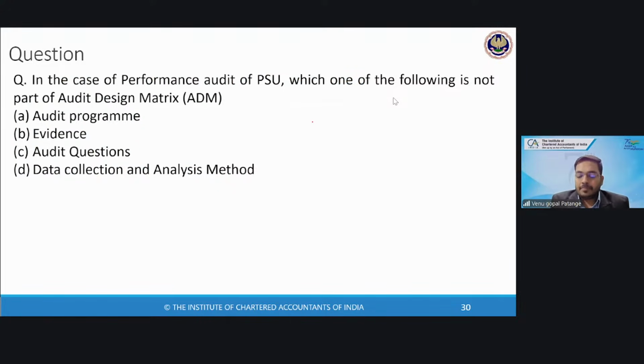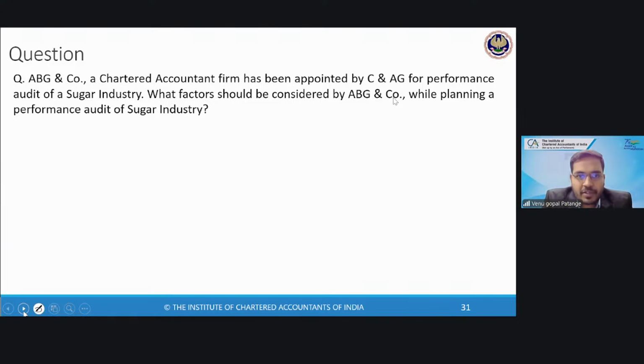What's the right answer? Someone has to tell what is the right answer. Audit program is not part of it. Perfect. Good. So remembering the audit design matrix is necessary. That is the reason I kept this. Next question. Read the question and answer the question.